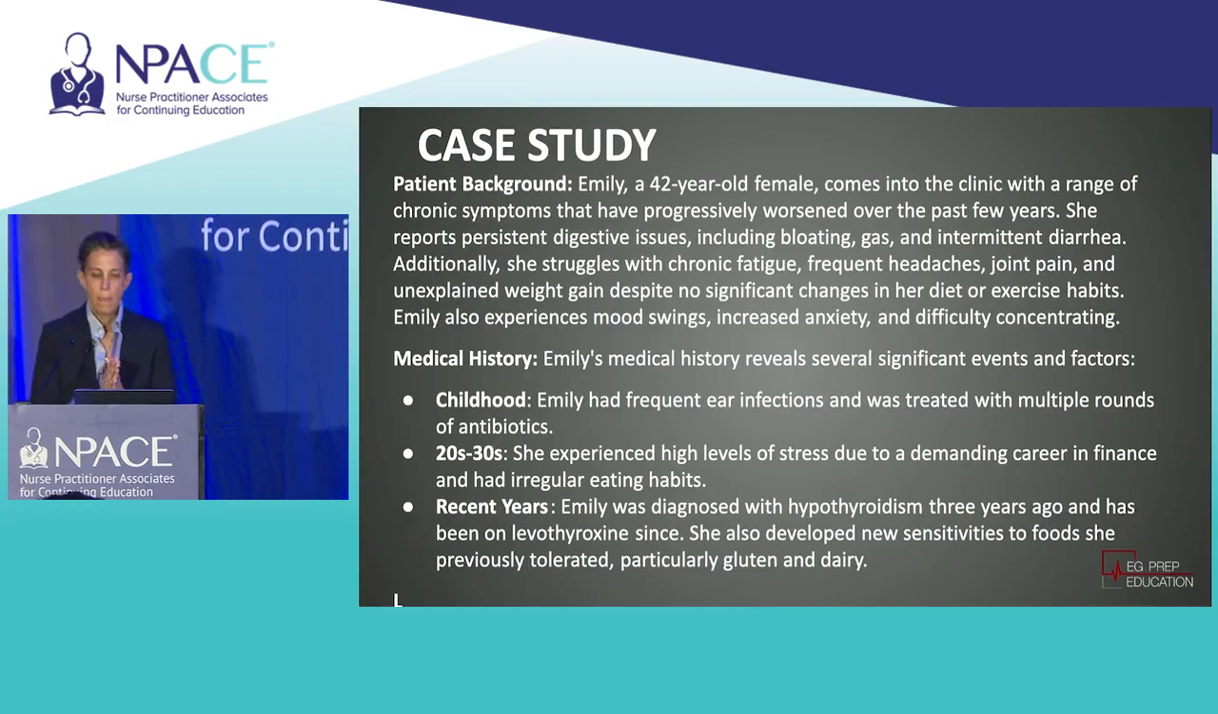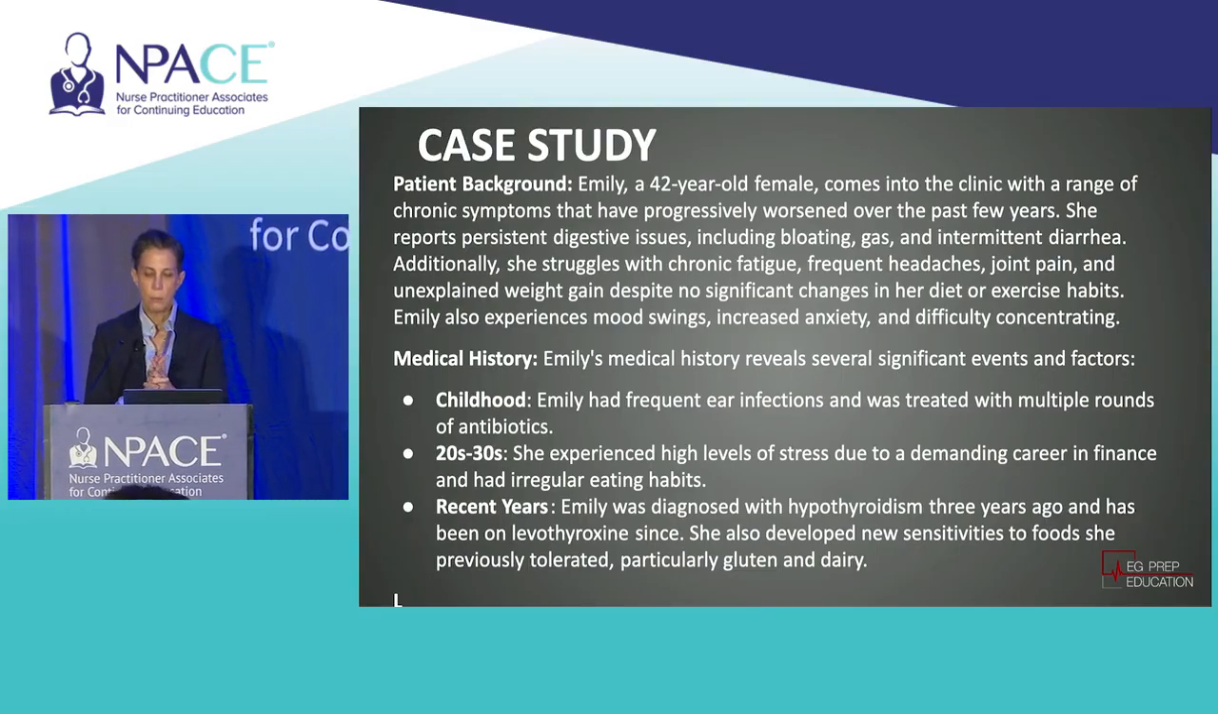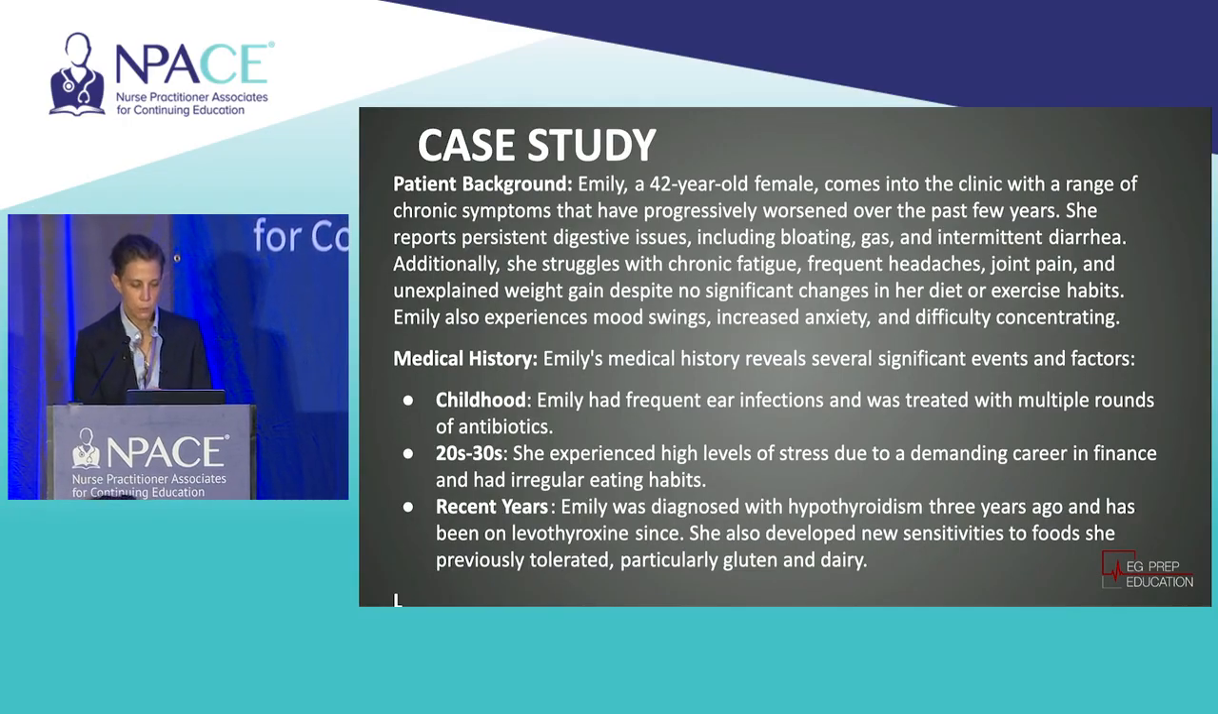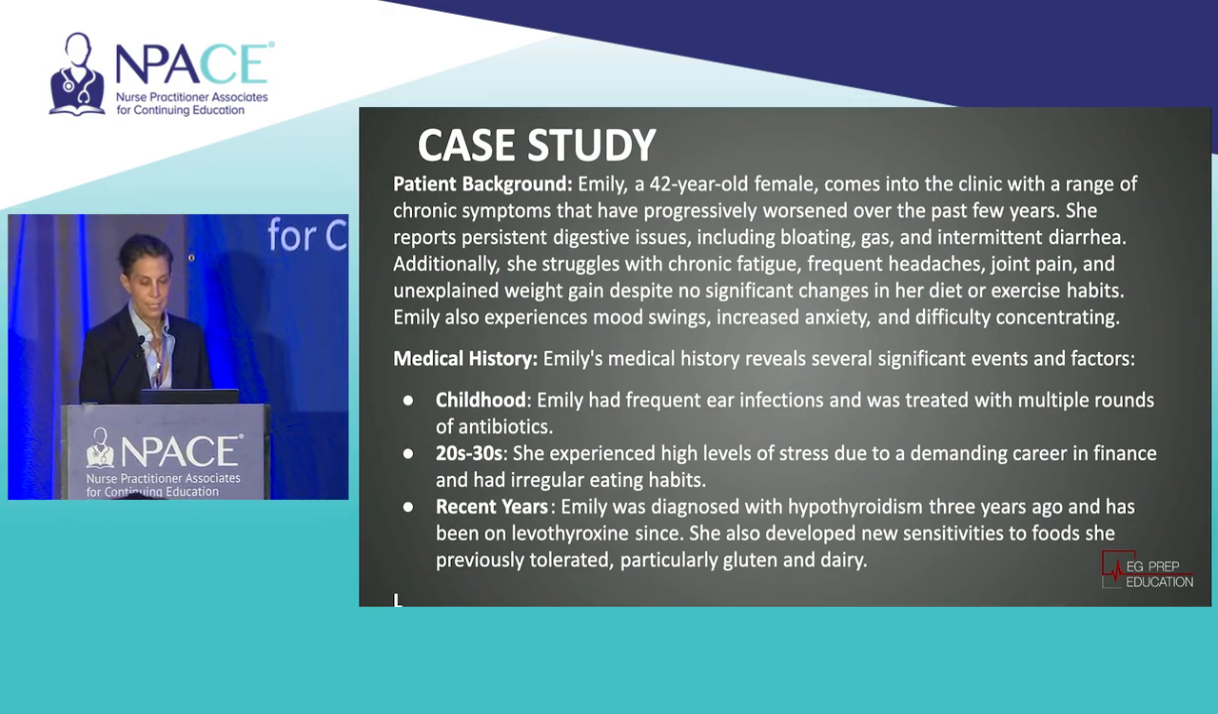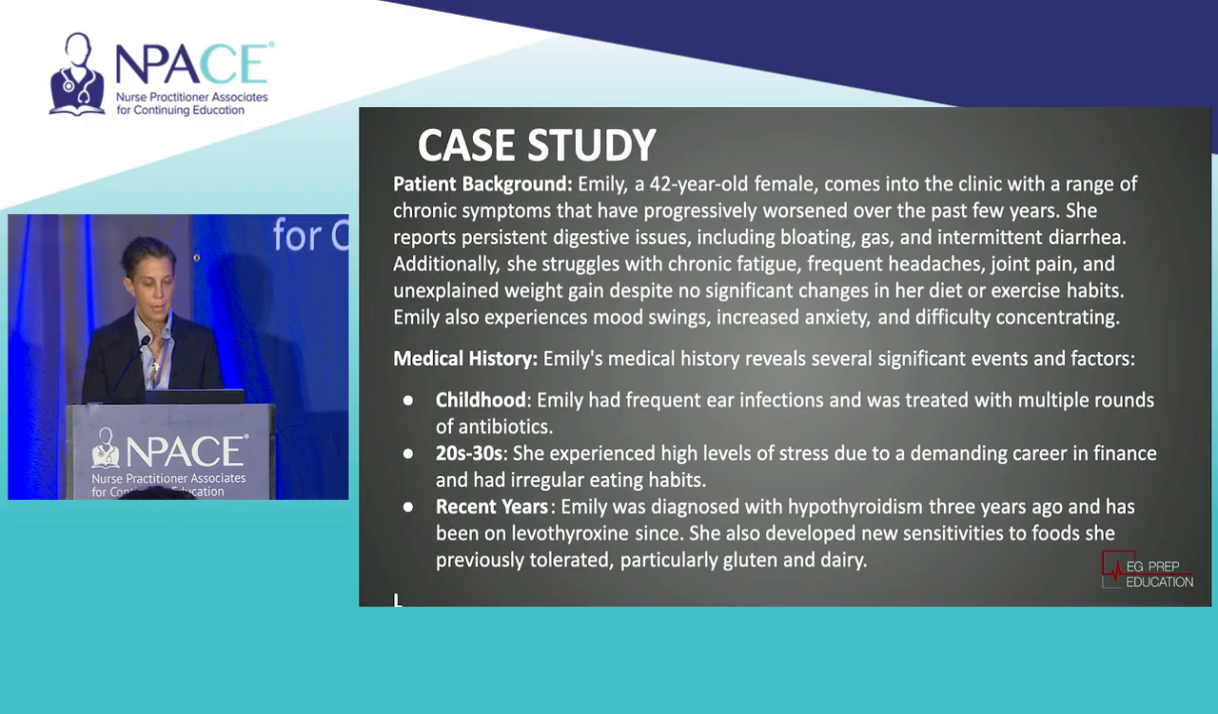Great. Emily, 42-year-old female, comes into the clinic with a range of chronic symptoms that have progressively worsened over the past few years. She reports persistent GI issues, including bloating, gas, intermittent diarrhea. Additionally, she struggles with chronic fatigue, frequent headaches, joint pain, and unexplained weight gain, despite no significant changes in her diet or exercise habits. Emily also has mood swings, increased anxiety, and difficulty concentrating.